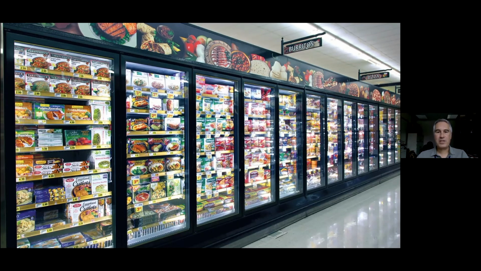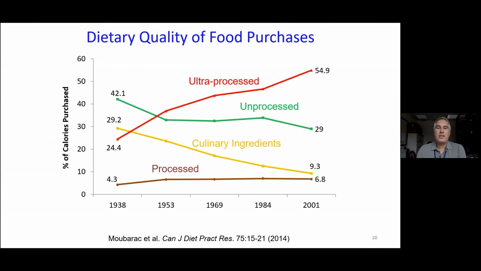And so this concept of ultra processed food consumption being related to obesity has been demonstrated by several epidemiological investigations. Here's just an example showing Canadian food purchases over time, showing that ultra processed foods in red have increased in prevalence such that they now make up more than half of calories purchased by Canadians. Culinary ingredients have taken a nosedive, on the other hand, so that people are preparing less and less food at home. And so these would, of course, be correlated with the increased prevalence of obesity.